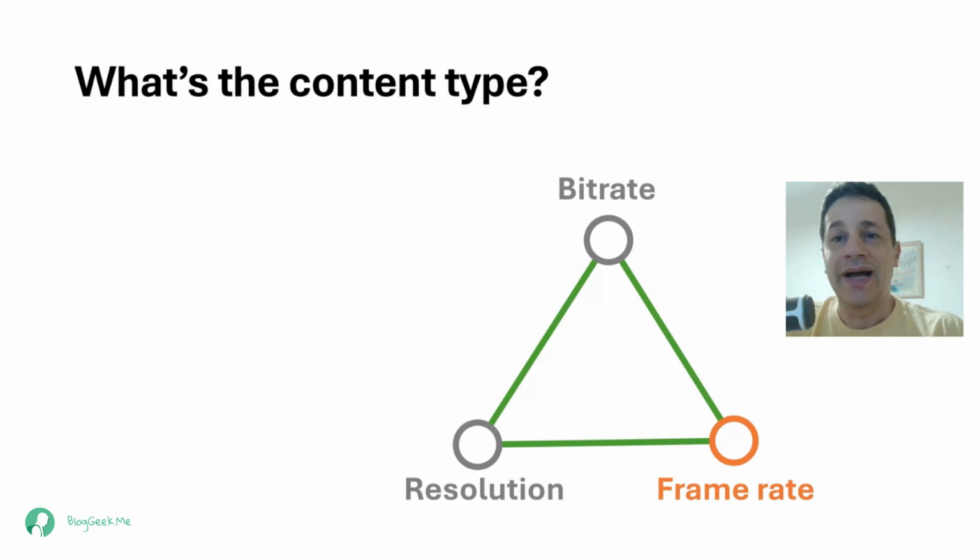Also remember, higher frame rate means that for the same bit rate, I can have lower resolution because each frame requires bits. So if I lower the frame rate, I can increase the resolution. If I increase the frame rate, I need to lower the resolution.